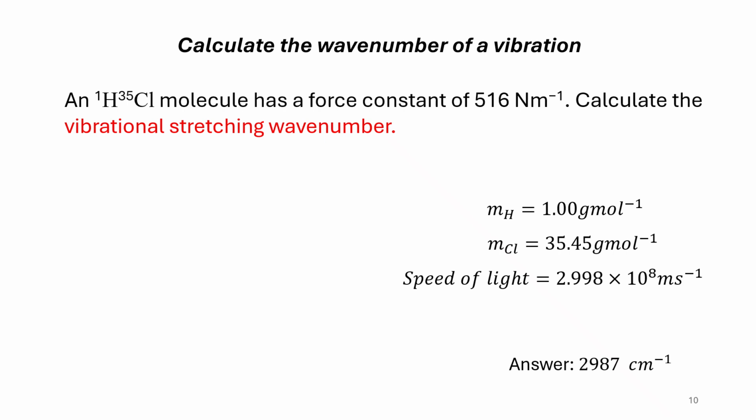So now, calculate the wave number of a vibration for the HCl molecule, whereby the force constant is 516 newton per meter. Find out the vibrational stretching wave number, given all the parameters here, with the answer being 2987 wave number.